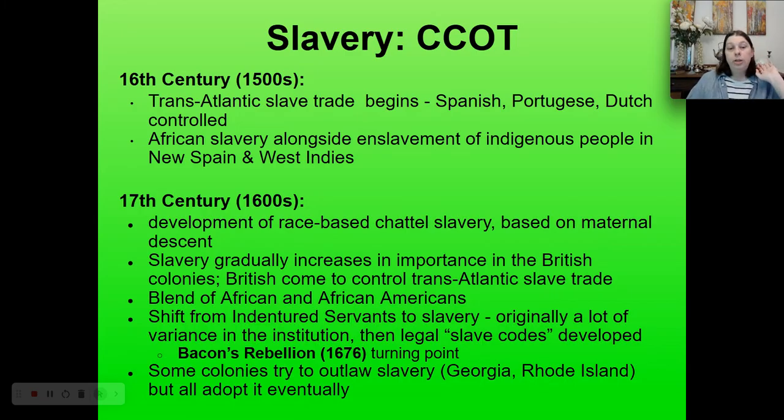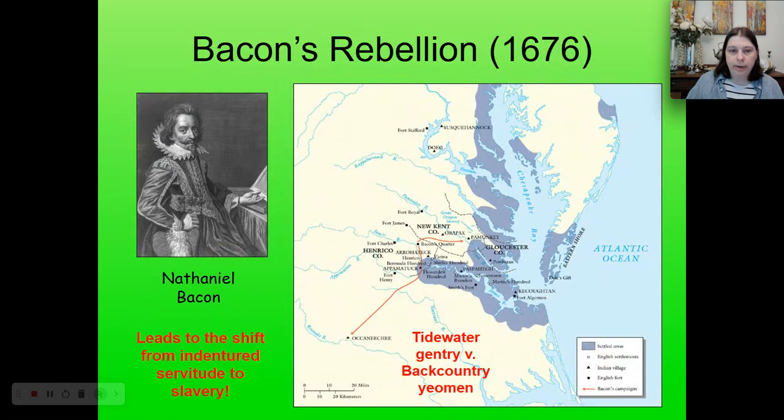The turning point in the Chesapeake specifically, when we go from most laborers being white indentured servants to most laborers being enslaved Black people, is something called Bacon's Rebellion. This is actually a rebellion that doesn't have anything to do with slavery on the surface. This is not a slave rebellion or slave revolt, but it has a tremendous impact on the institution, so we are going to give it its own slide.